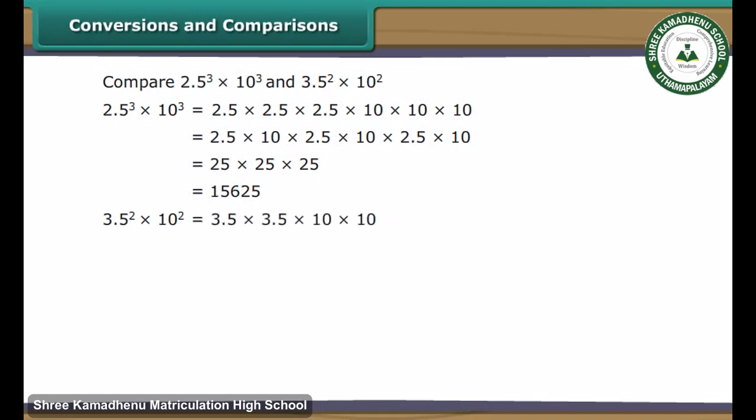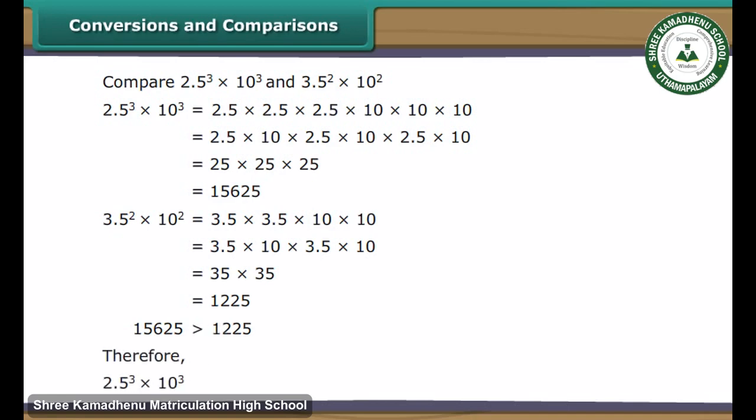3.5 square into 10 square is equal to 3.5 into 3.5 into 10 into 10, which is equal to 3.5 into 10 into 3.5 into 10. We can rewrite it as 35 into 35, which is 1225. 15,625 is greater than 1225. Therefore, 2.5 raised to the power 3 into 10 raised to the power 3 is greater than 3.5 raised to the power 2 into 10 raised to the power 2.